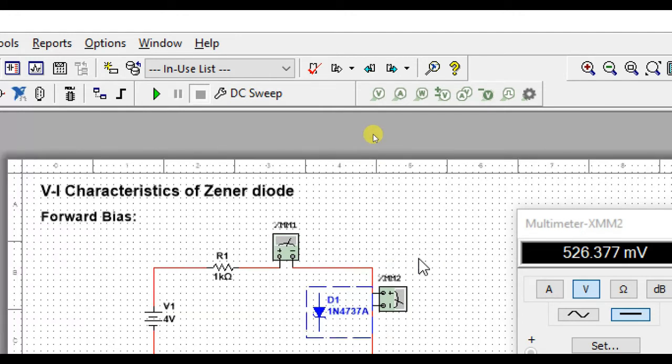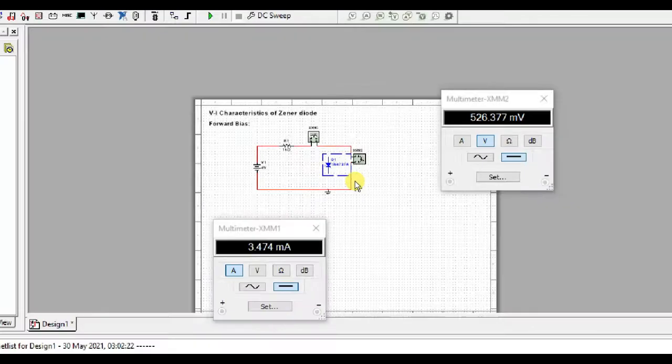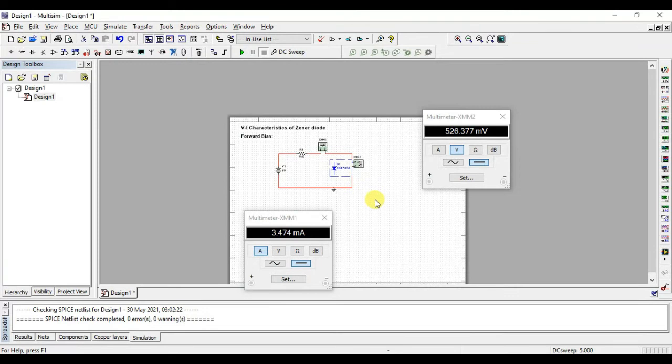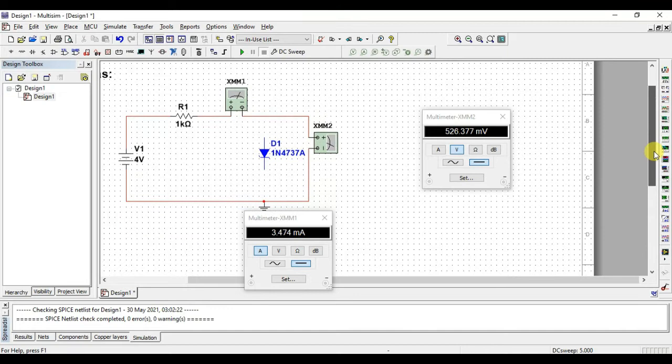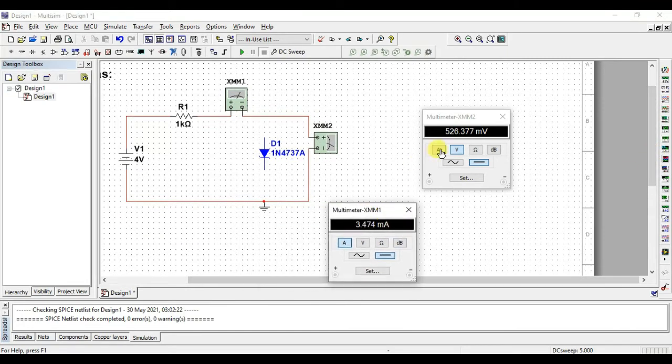So up to that voltage the diode will not break. Beyond that voltage, if you go on increasing, the diode will definitely break down and the current will increase rapidly in the reverse bias condition. So first of all, let us see the connection in reverse bias.